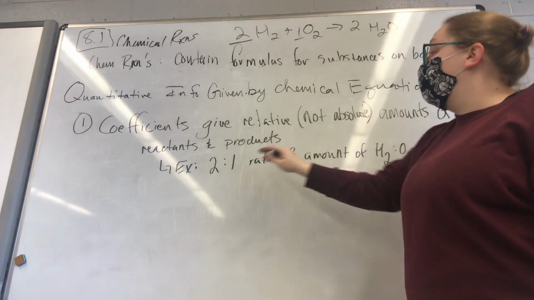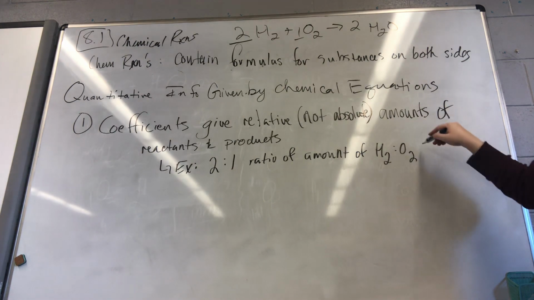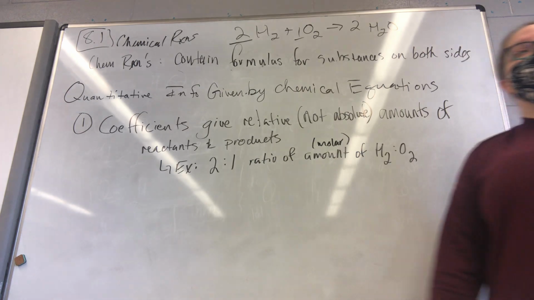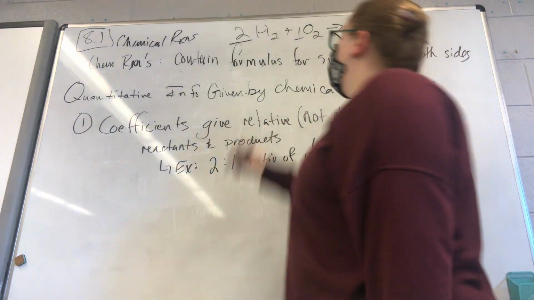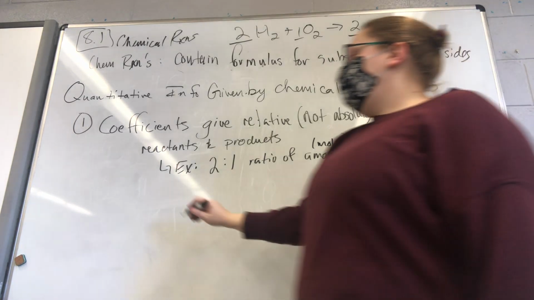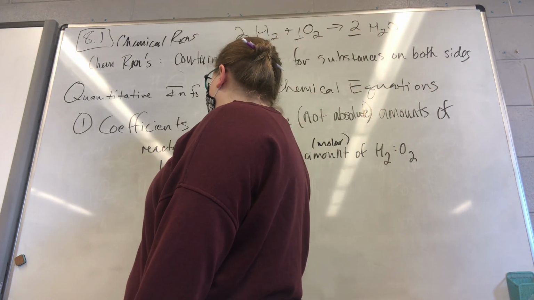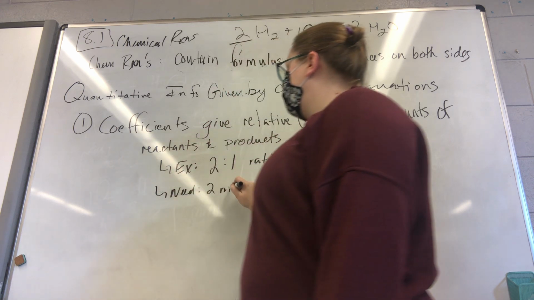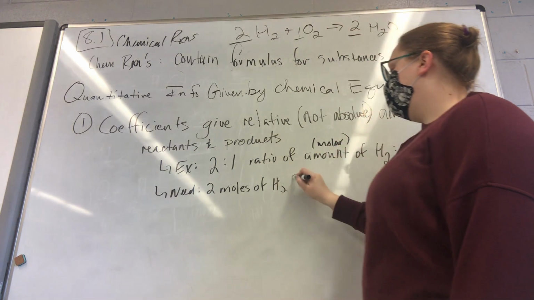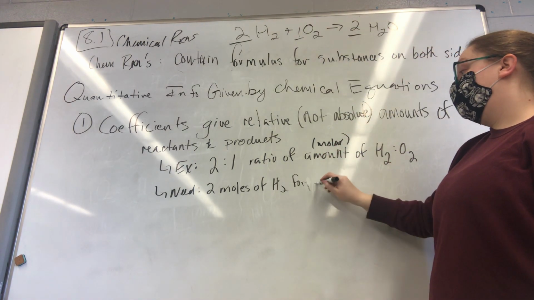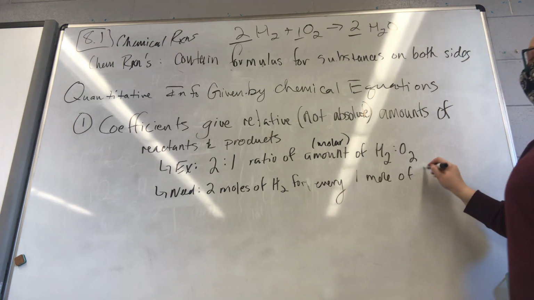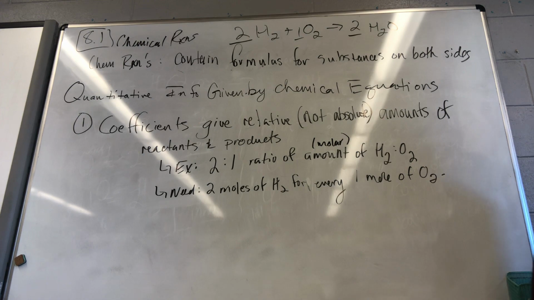I need double the molar amount of H2 versus O2. And this is molar amount. In other words, I need 2 moles of H2 for every 1 mole of O2 to produce 2 moles of H2O. Okay? I'm going to rewrite that for you. 2 moles of H2 for every 1 mole of O2.